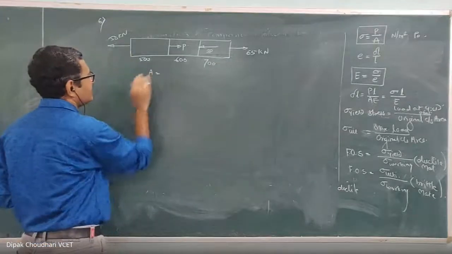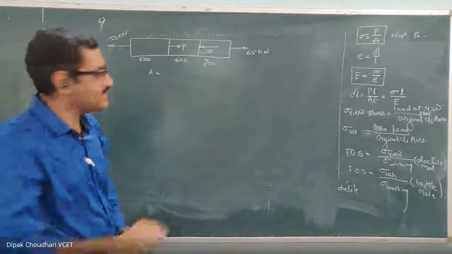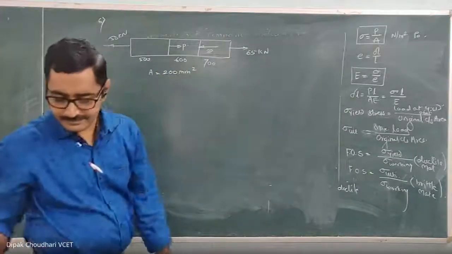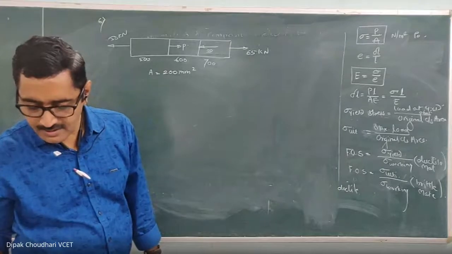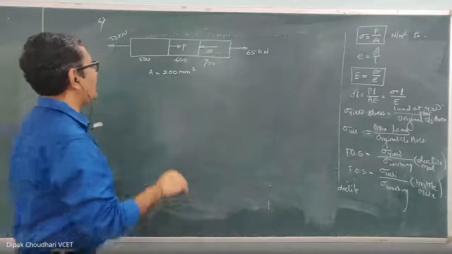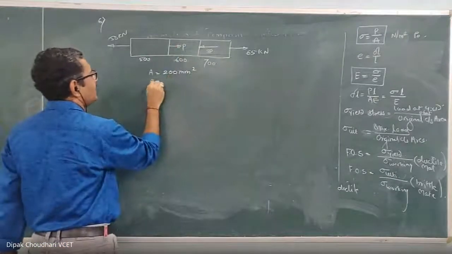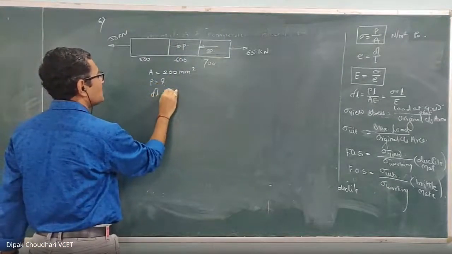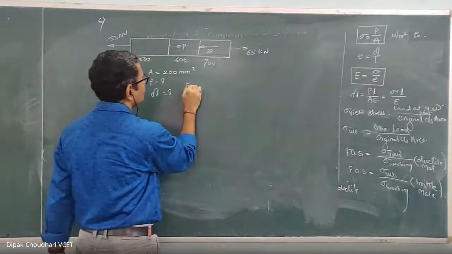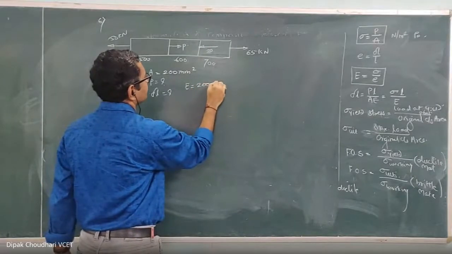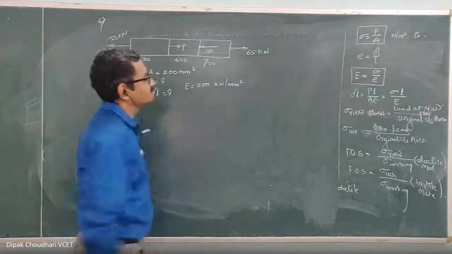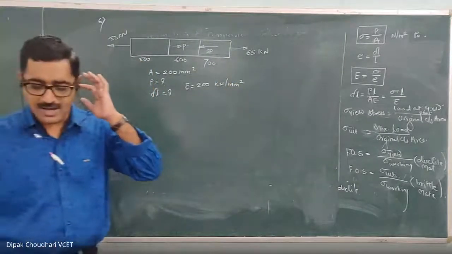So cross-sectional area is same, A1 equal to A2 equal to A3, and it is given as A equal to 200 millimeter square. Find the value of P and the total elongation. Here you have to calculate the force P and total elongation because of this force system. Take the value of E equal to 200 kilonewton per millimeter square.